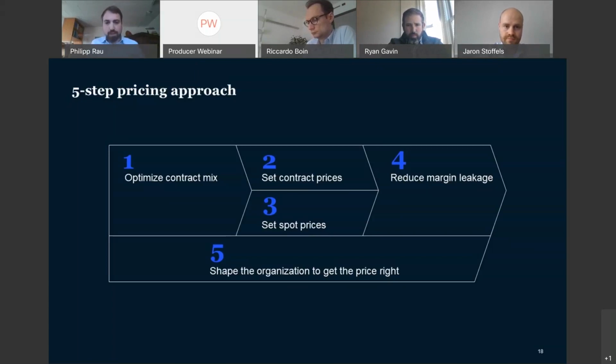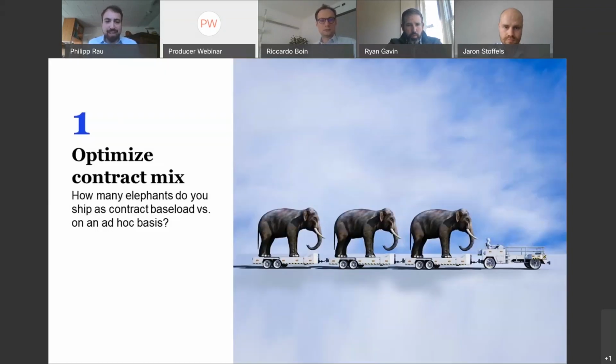And of course, everything needs to be put together, and a logistics company needs to have the right organization, tools, capabilities, and processes to make sure that they can get the price right. And I'd like to come back to the metaphor of the elephant that we introduced in the very beginning, to use that as a picture to go through the individual steps.